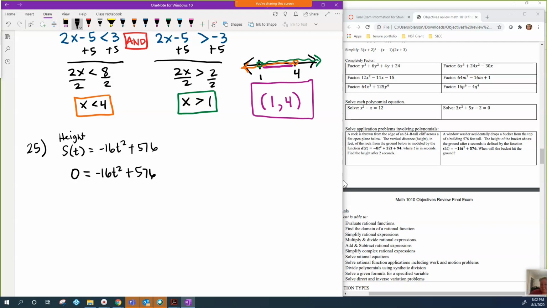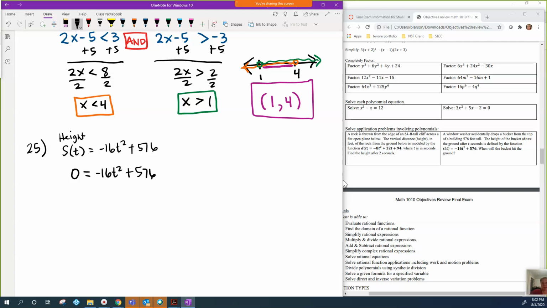All right, any ideas on how we could go about solving this? Factoring? Yeah, you could factor it. Right? What if it didn't factor? Then what would you have to use? Either completing the square or the quadratic formula. Yeah, right? And so it's not going to tell you on the test how to solve it.